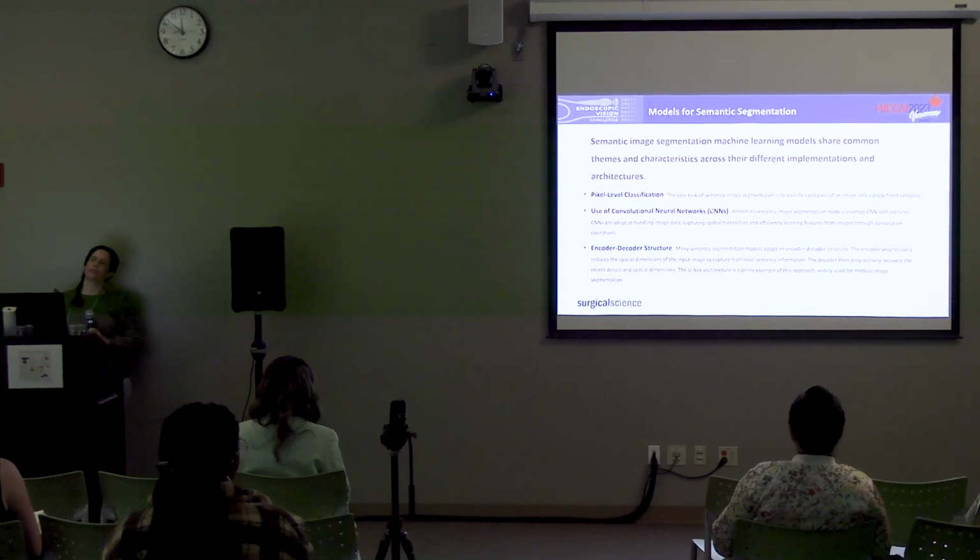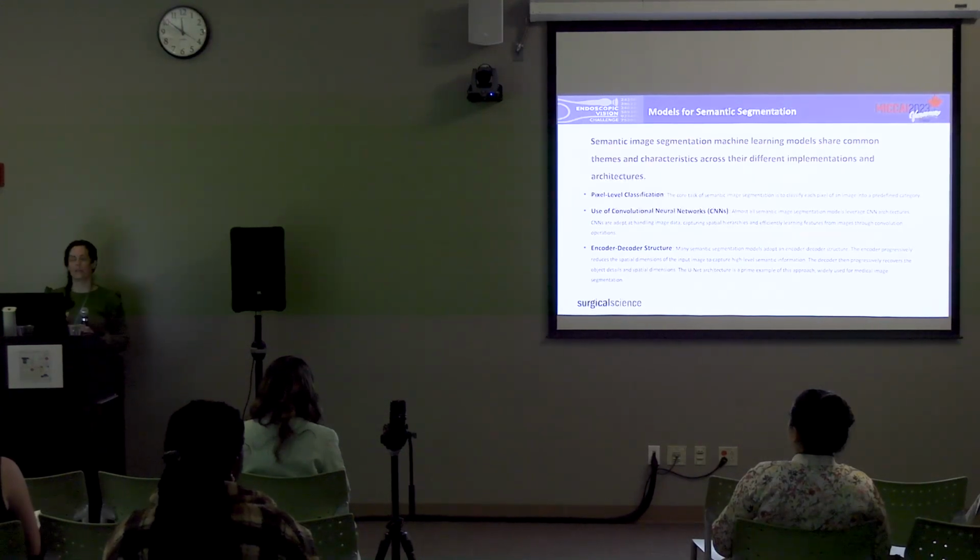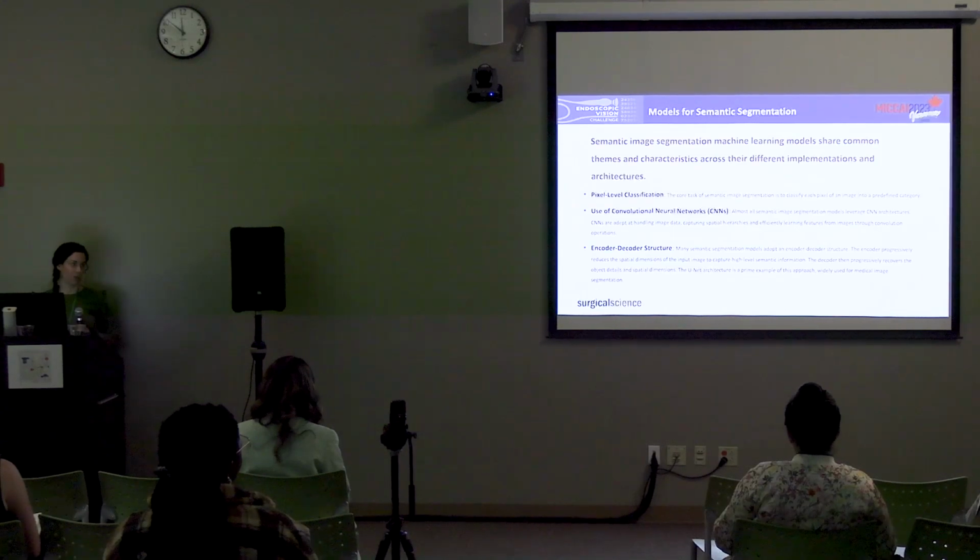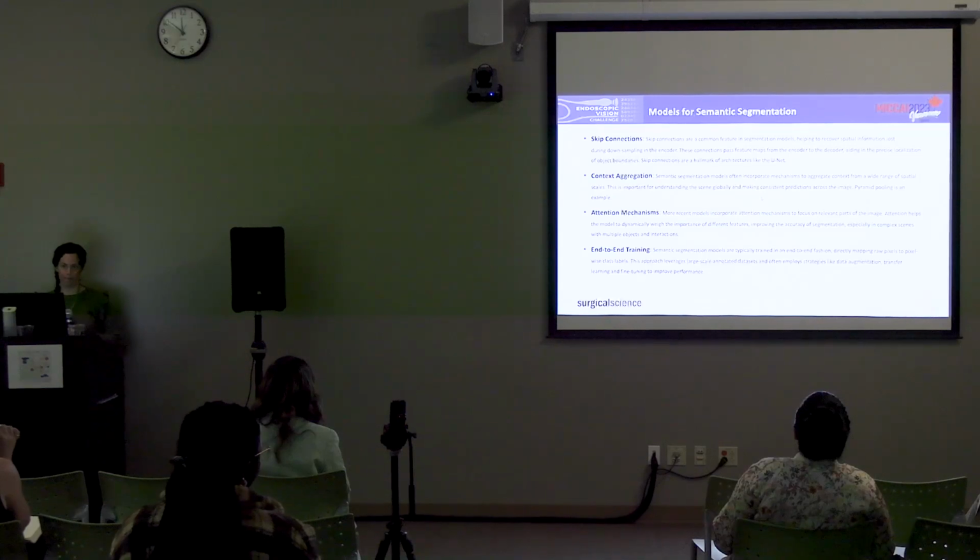I'll cover this real quickly. Models for semantic segmentation can have similarities, even though their implementations and their architectures are different. They classify on a pixel level. A lot of them use convolutional neural networks, which are very good with images, and some of them use the encoder-decoder structure, like UNet. That's the model we use for our baseline that I'll get to in a minute.